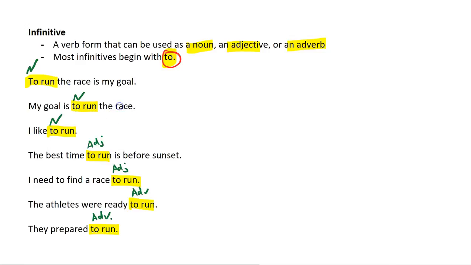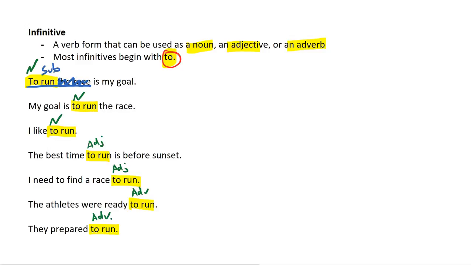In the first sentence, to run the race is my goal. To run is a noun. It's actually acting as the subject, and there's actually an infinitive phrase in the sentence, to run the race. And it acts as the subject. It is my goal. To run the race is my goal. Imagine if the race wasn't here. I think it would be a bit more obvious. To run is my goal. That's the subject of the sentence, to run.